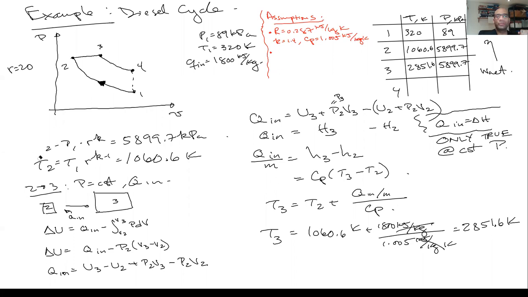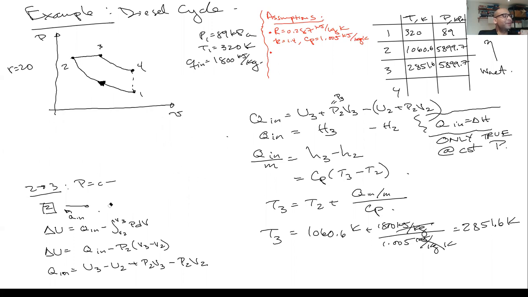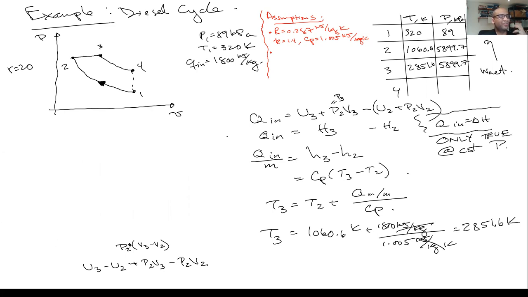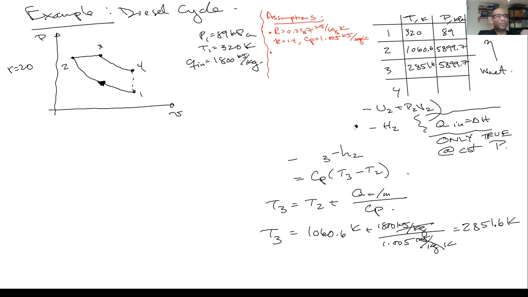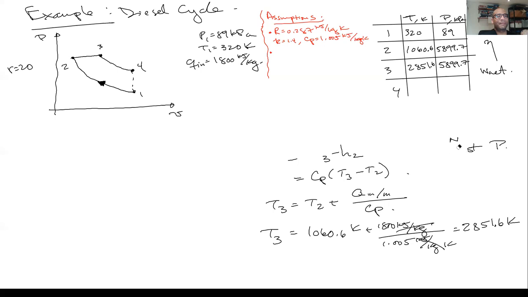Beta is equal to the ratio of V3 over V2. I don't know any volumes, but it turns out I don't actually need to know the volumes. I don't need to know the absolute values of the volume. All I need to know is the ratio of the two. So beta.